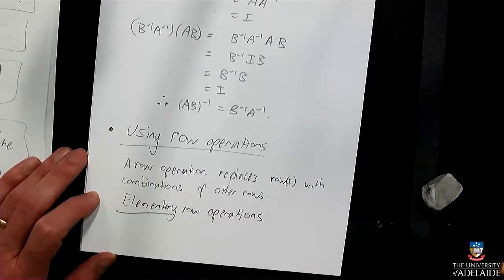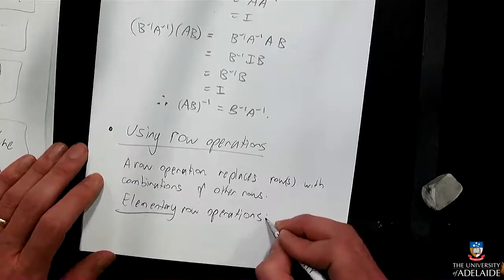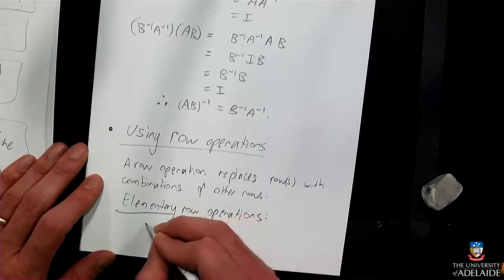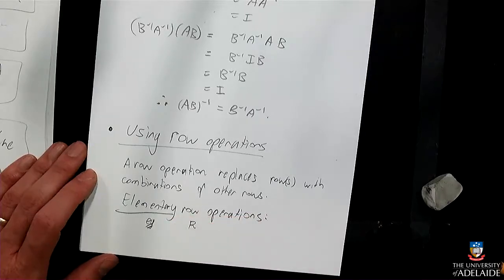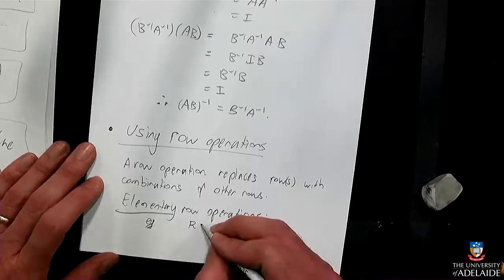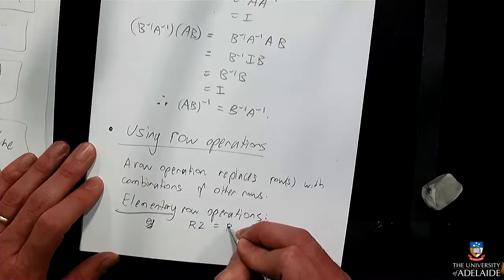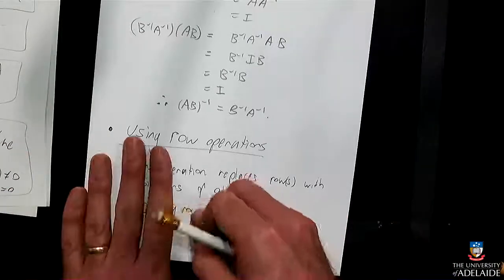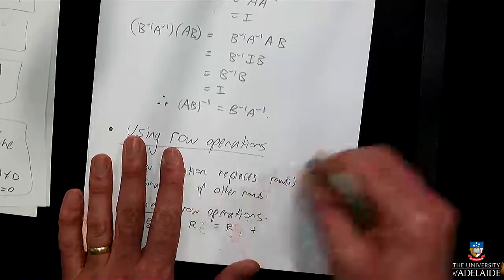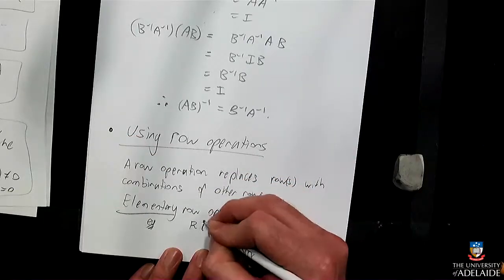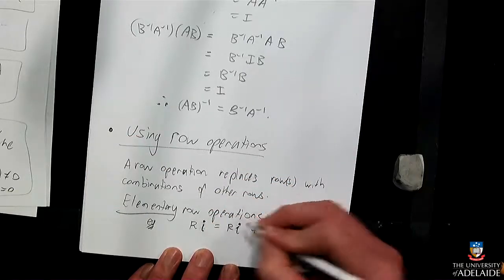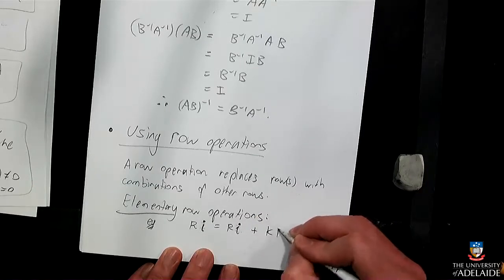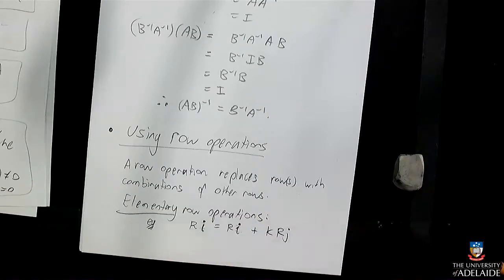Elementary row operations come in 3 flavors. So we might have, just for example, it's easier to do it as an example. Row I is row I plus some multiple of some other row. Okay? That's one of them.